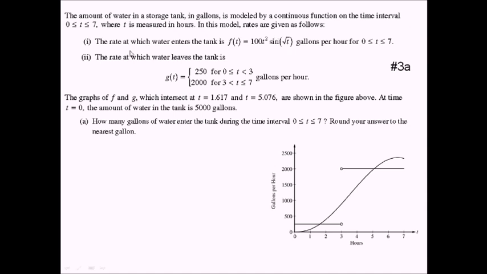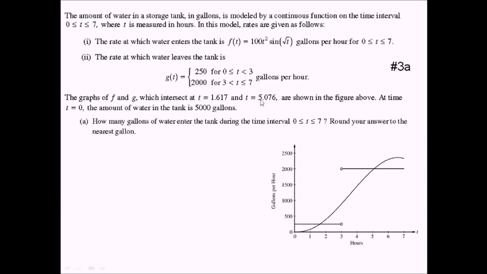Now we also have a rate out. Here's the rate at which water is leaving the tank. It's this cute little piecewise function. From 0 to 3, it's 250. From 3 to 7, it's 2,000. They've actually graphed both of these functions for us down on this graph here, and they even told us where they intersected.